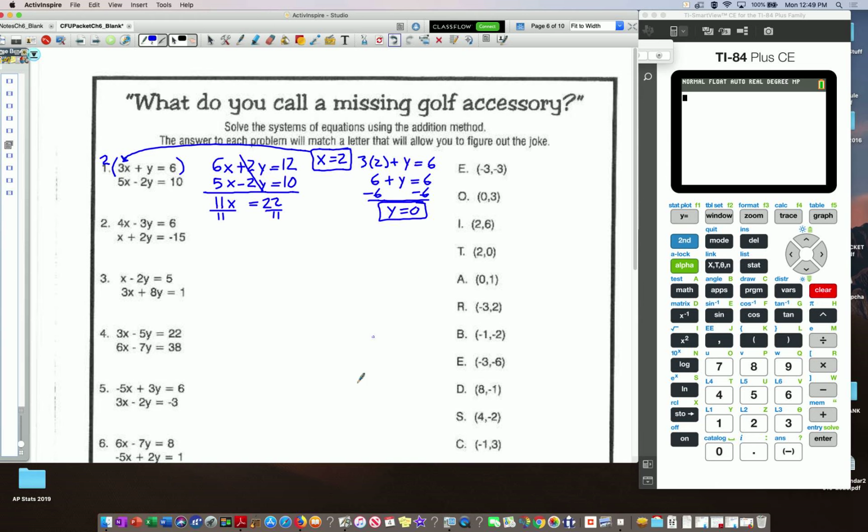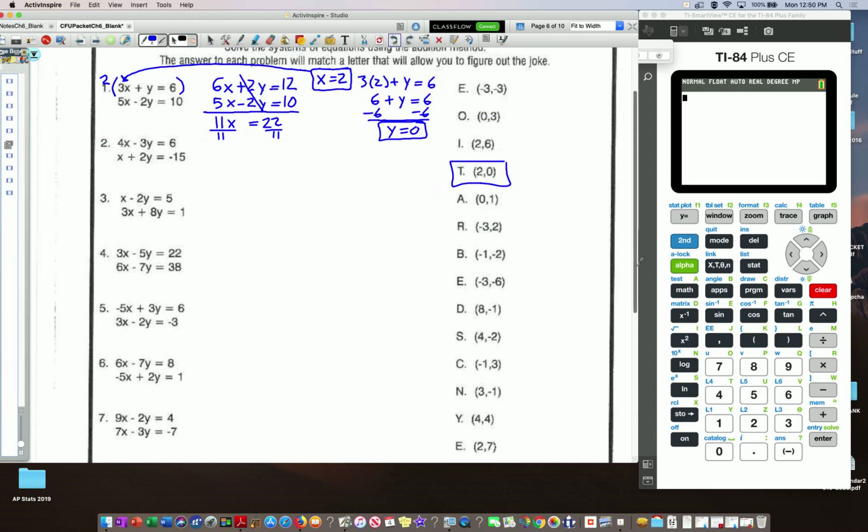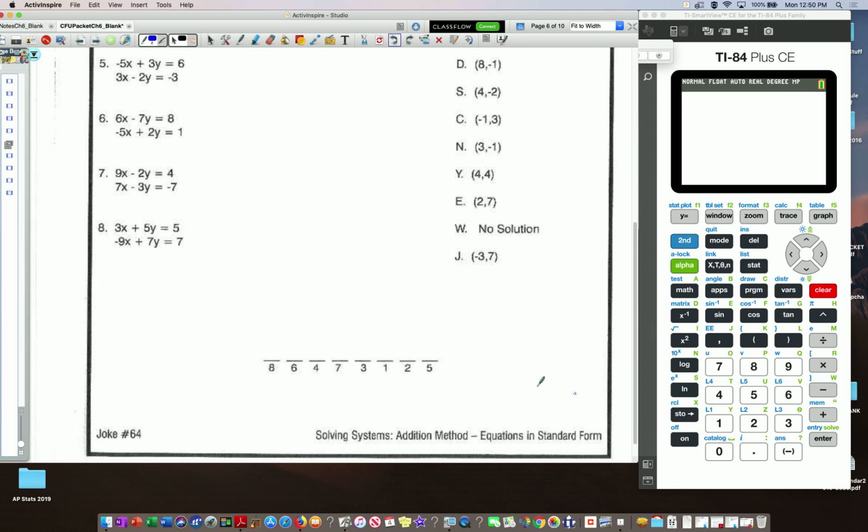So one of the things I can do is I can just do a quick check. 3 times 2 is 6 plus 0 is 6. 5 times 2 is 10. Minus 2 times 0 is 0. 10 minus 0 is also 10. I know my answer is right. So I'm looking for the ordered pair 2, 0. And it's right there, the letter T. So right down here at the bottom, I can put a T for number 1.